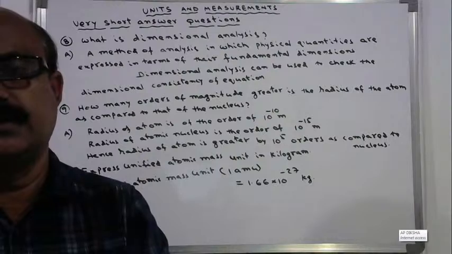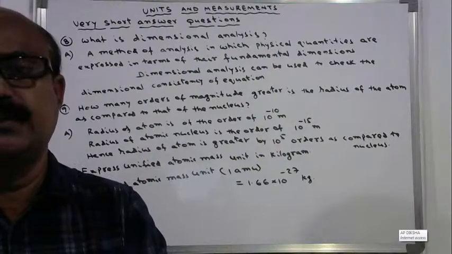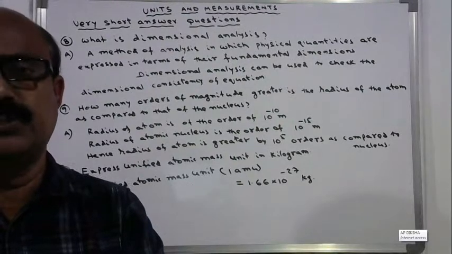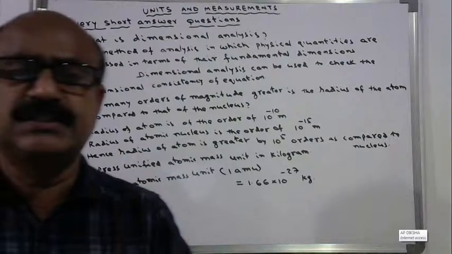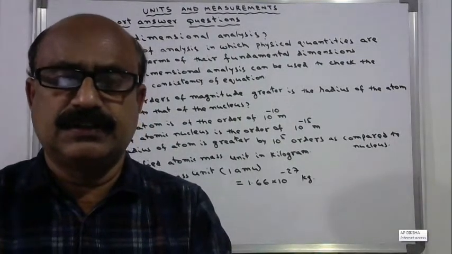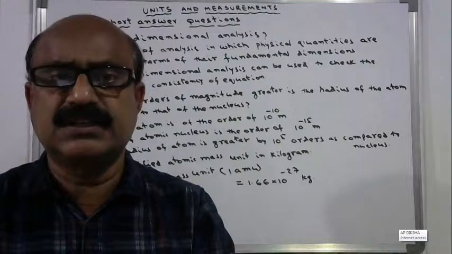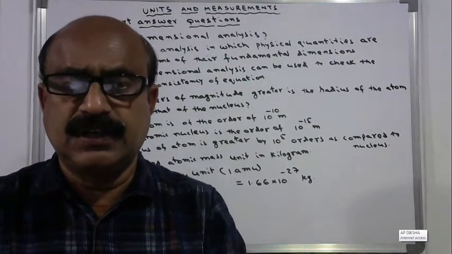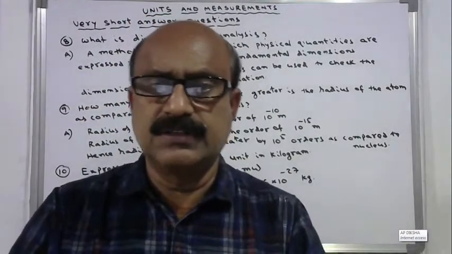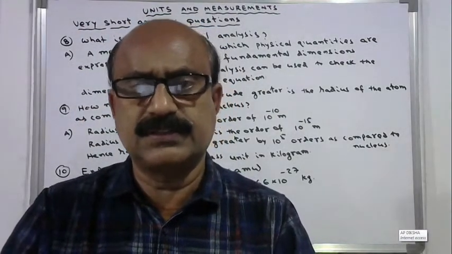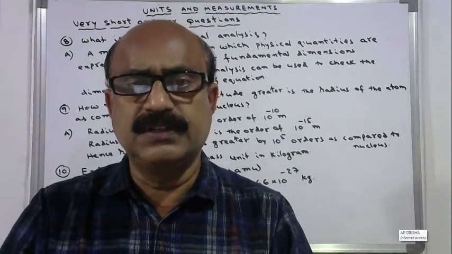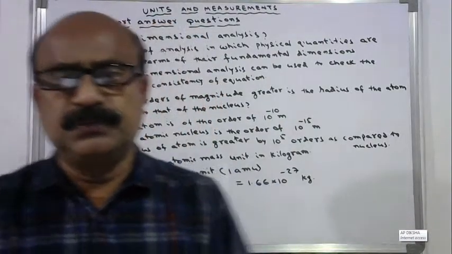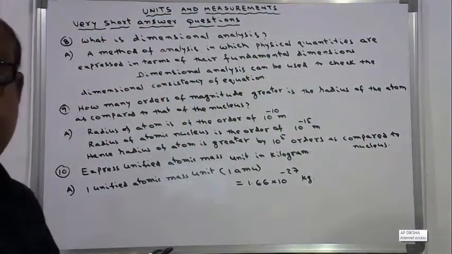This is what is called the dimensional formula, and this dimensional analysis can be used to check the dimensional consistency of an equation. There are several applications: checking the dimensional consistency or correctness of a given equation, converting a system of one unit into another system, and obtaining the relation between different physical quantities. Now let us go to the next, ninth question.